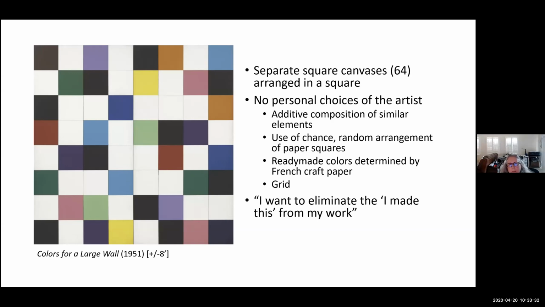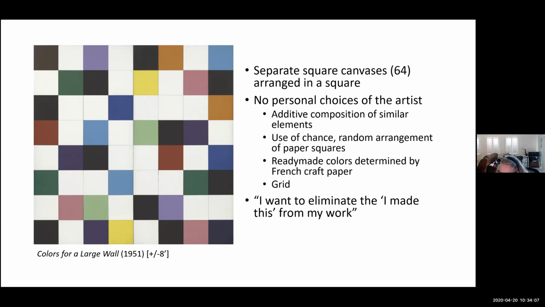So this is the ultimate in hard edge, right? I mean, the paint isn't even on the same canvas. The paint is actually meeting a hard edge of the canvas and then being placed against another hard edge. So this is what we call an additive composition, right? He starts with one and keeps adding and adding and adding. And he's used this grid. So you can see his quote here, I want to eliminate the I made this from my work. So it's purely non-objective.